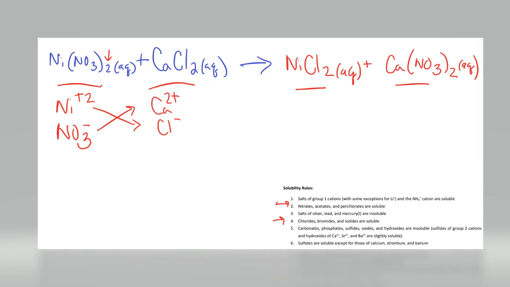So this is kind of how you work these out. You first figure out the ions that are involved in the species, swap partners, figure out how they bond, if they're going to be a solid, and then by addressing the solubility rules, you can figure that out. So hopefully this helps you kind of tackle more solubility problems in the future.